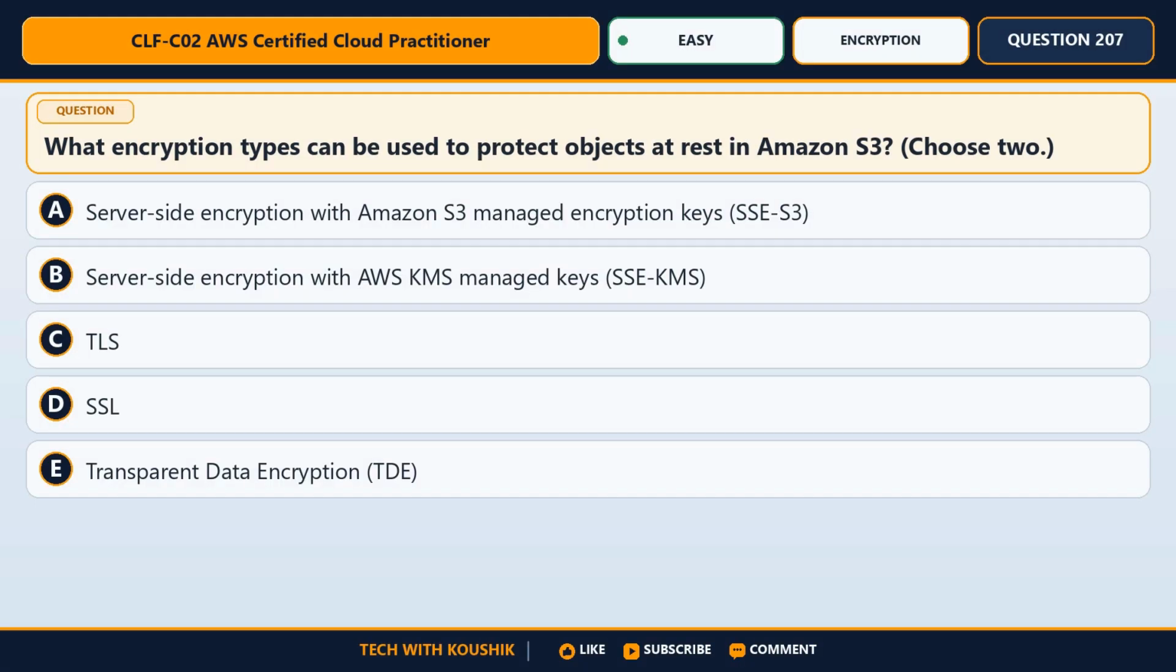Question number 207. What encryption types can be used to protect objects at rest in Amazon S3? Choose 2. Option A. Server-side encryption with Amazon S3 Managed Encryption Keys, SSE-S3. Option B. Server-side encryption with AWS KMS Managed Keys, SSE-KMS. Option C. TLS. Option D. SSL. E. Transparent Data Encryption, TDE.